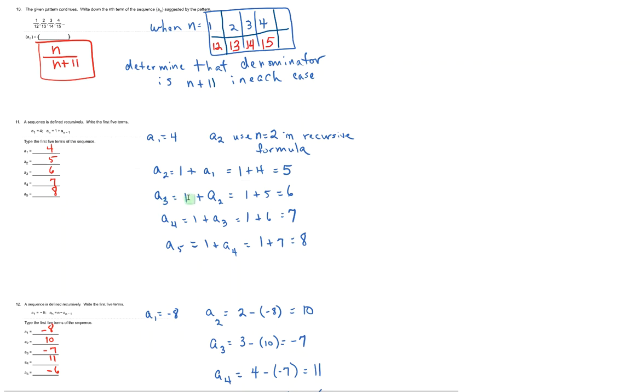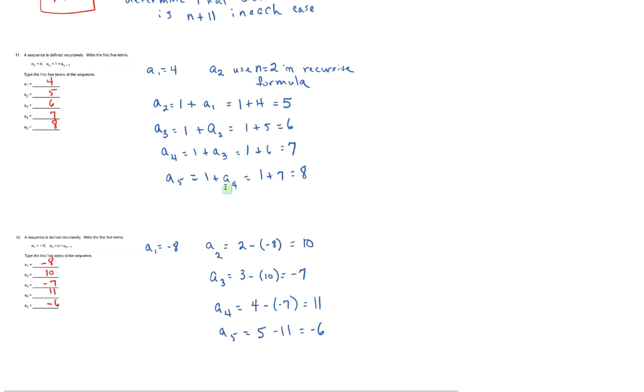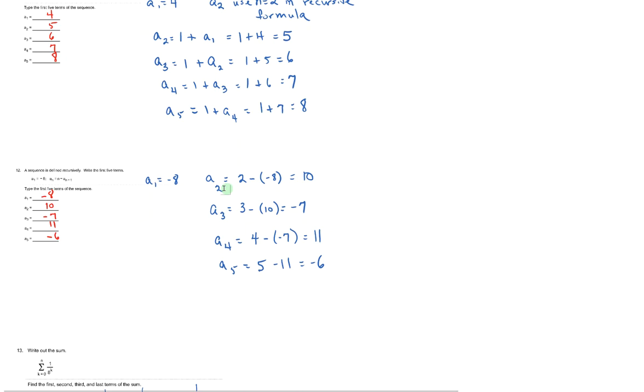A sub 3 is 1 plus a sub 2. You're building, so 1 plus 5 is 6. That 6 goes there. 1 plus 6 is 7. That 7 goes there. 1 plus 7 is 8, and that's how you build it. Let's look at number 12.